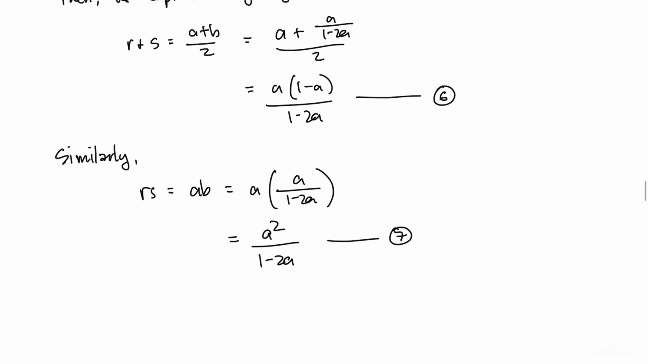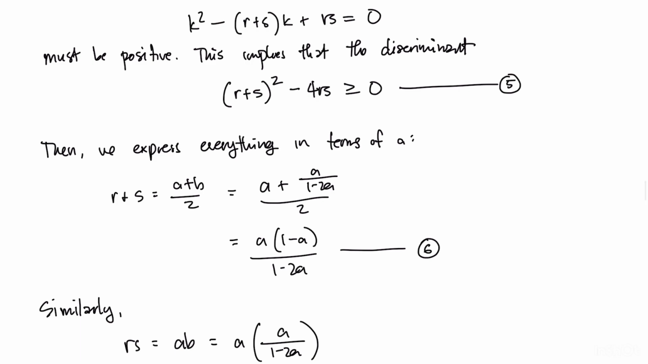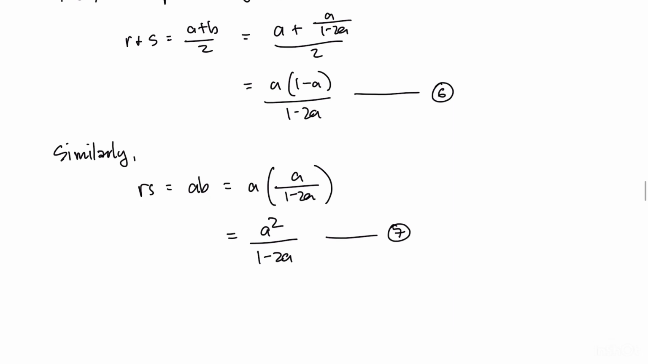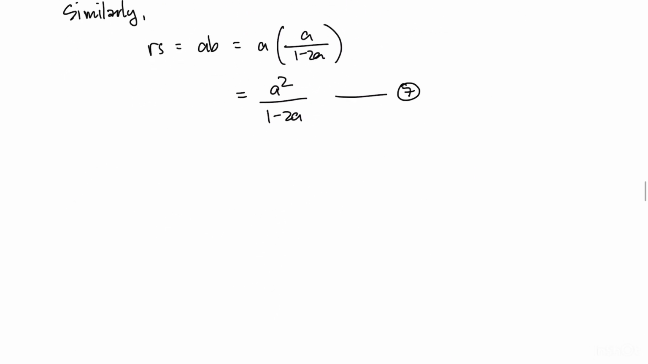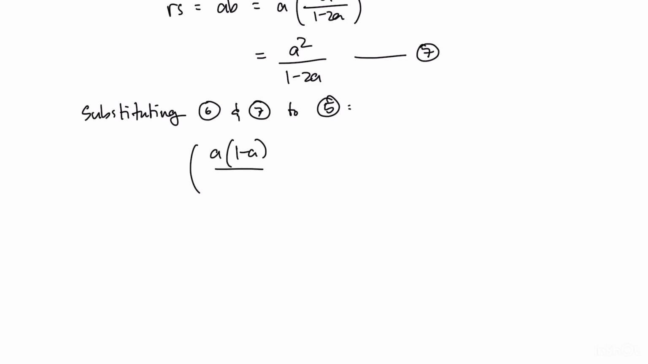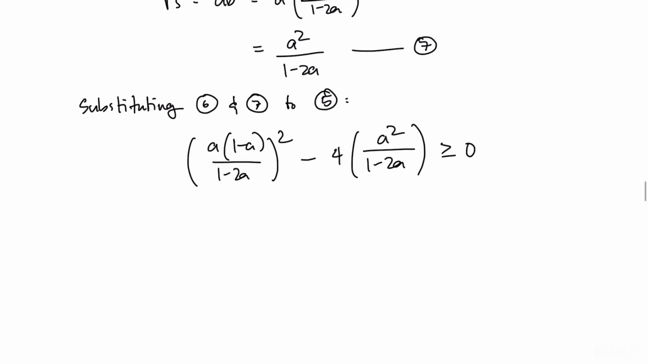Now, I'm going to substitute 6 and 7 back into inequality 5. Since we expressed everything in terms of a, we'll have an inequality that is only in terms of a. So substituting 6 and 7 into 5, we get the quantity a times (1 minus a) all over (1 minus 2a) squared, minus 4 times the quantity a squared all over (1 minus 2a), which is greater than or equal to 0.